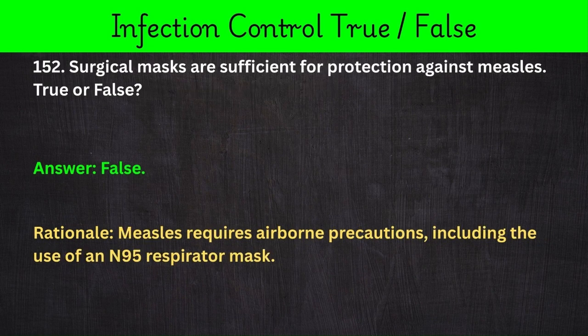152. Surgical masks are sufficient for protection against measles. True or false? Answer: false. Rationale: measles requires airborne precautions, including the use of an N95 respirator mask.